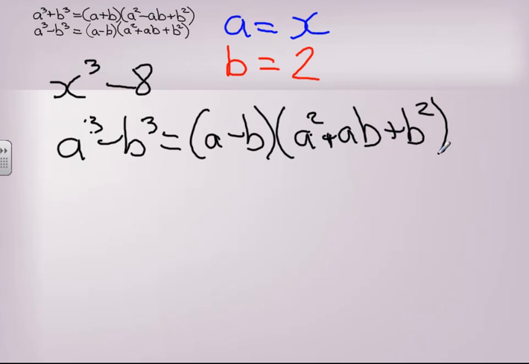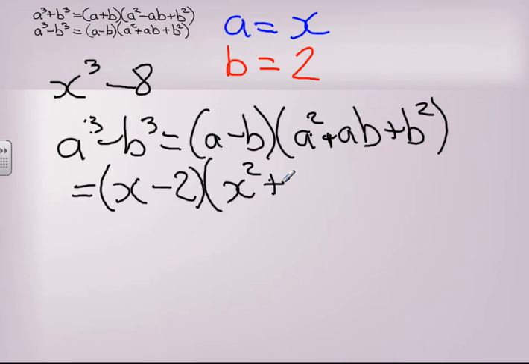Let's start substituting in the parts that we know. Anywhere I have an a, I'm going to put in an x. Anywhere I have a b, I'm going to put in a 2. Now I see I have a minus there, so it's going to be x minus 2. A squared is going to be x squared, plus a times b is x times 2, I'll write it out as 2x next time around. And then b squared is going to be 2 squared. Don't forget to square this number.